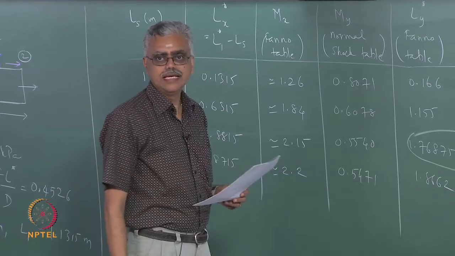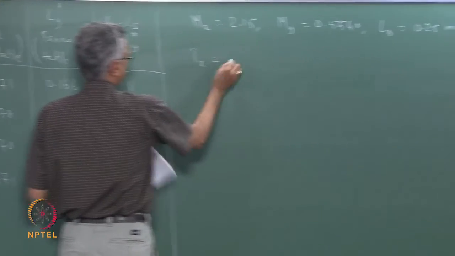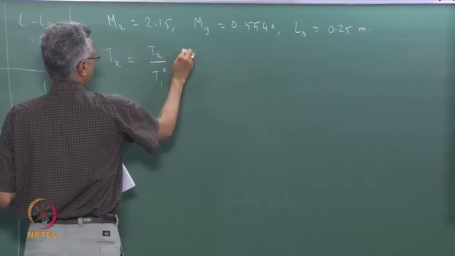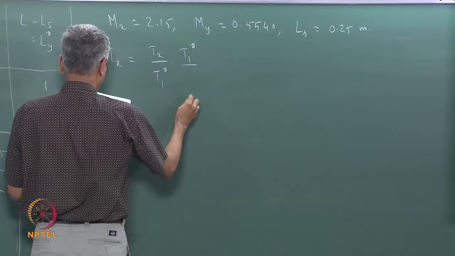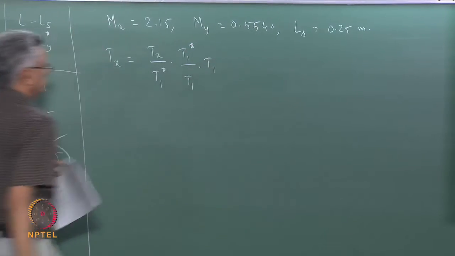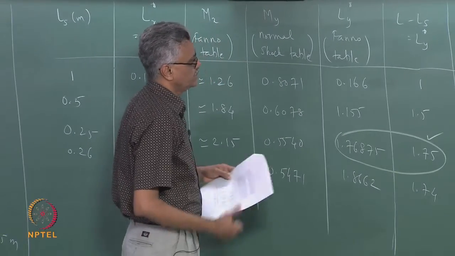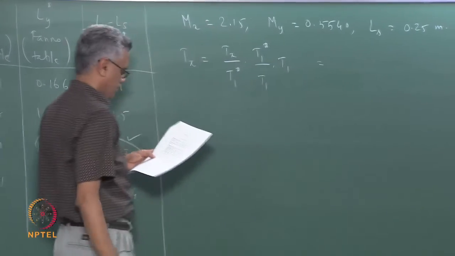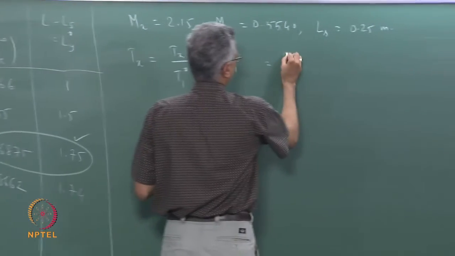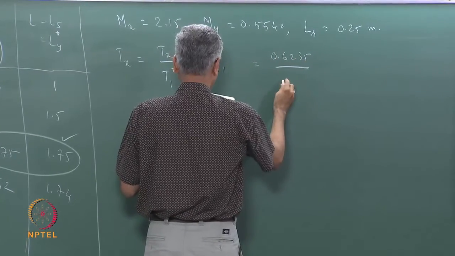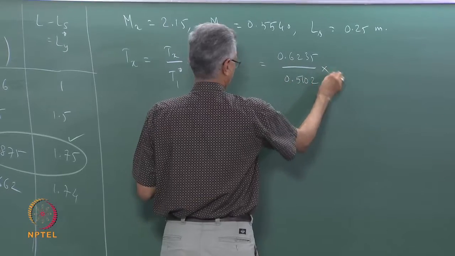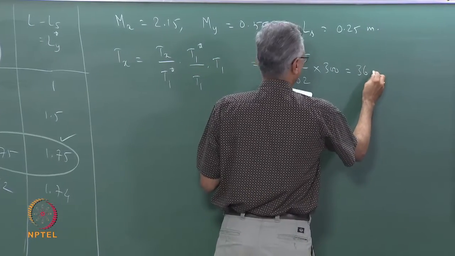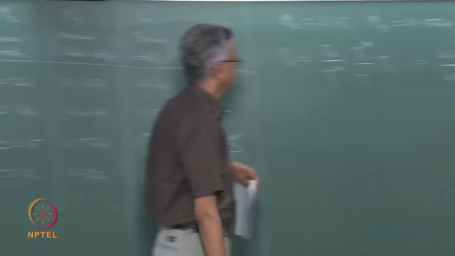Now we need to determine the exit properties. So we say that Tx is equal to Tx over T1 star times T1 star divided by T1 times T1. Now since I know Mx, I can calculate these quantities from the Fanno table and I get this to be 0.6235 divided by 0.5102 times 300. So this gives me 367 Kelvin for Tx. This is from the Fanno table.